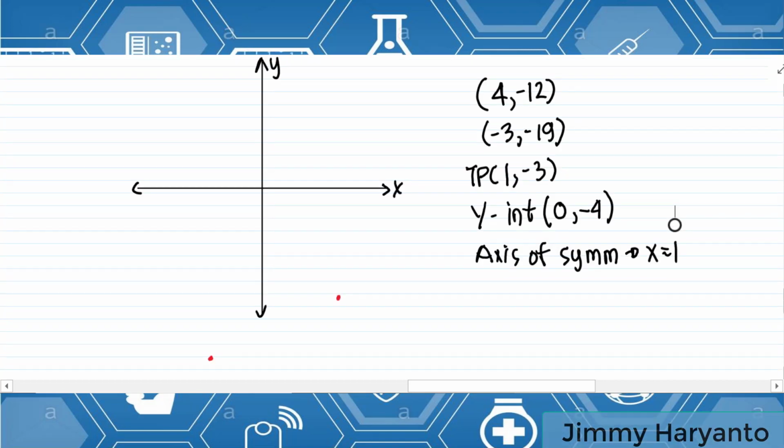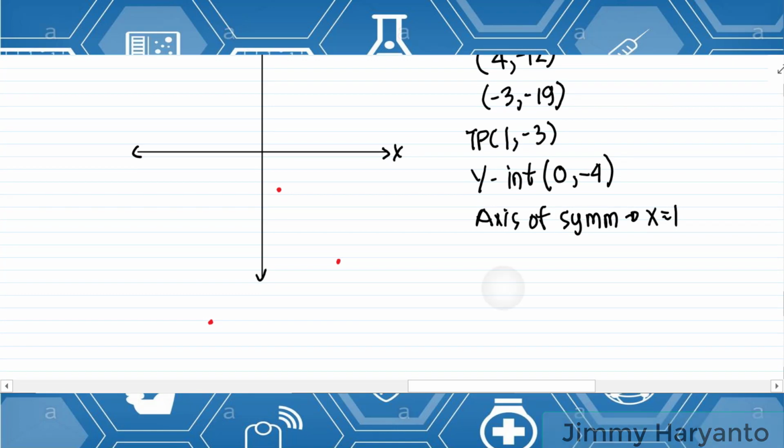But actually it should be better to use a scale. And then 0, negative 4 right here. And then the axis of symmetry is x equals 1. For the axis of symmetry x equals 1, you have to draw a vertical line at x equals 1. x equals 1 is right here, and then you have to draw the vertical line right there.